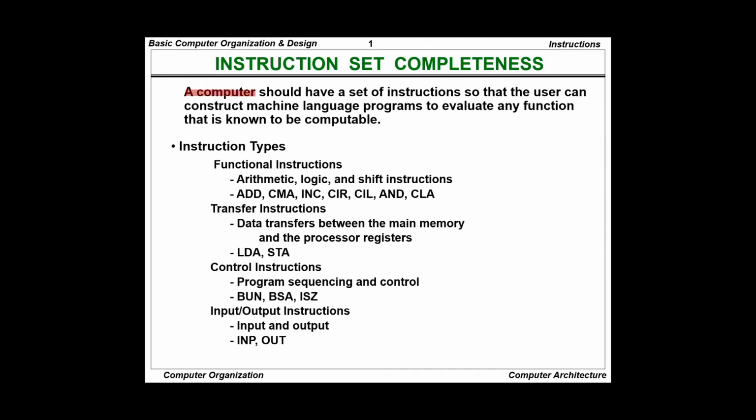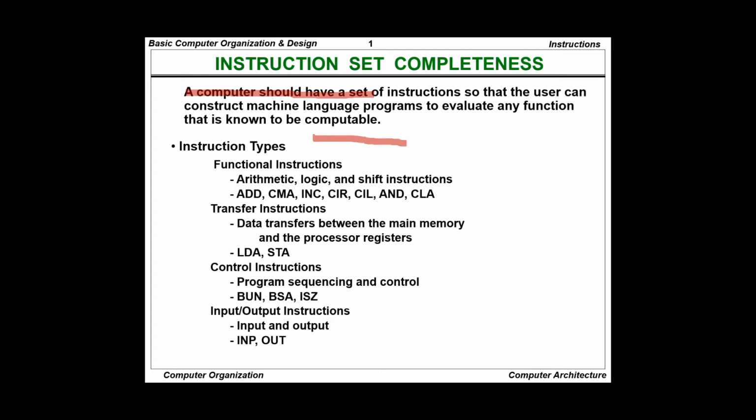A computer should have a set of instructions so that the user can construct machine language programs to evaluate any function that is known to be computable. So the user should construct a machine language program. For that reason, a computer needs a set of instructions. For example, arithmetic instructions, logical instructions, shift micro instructions. Like this, a group of instructions is called an instruction set.